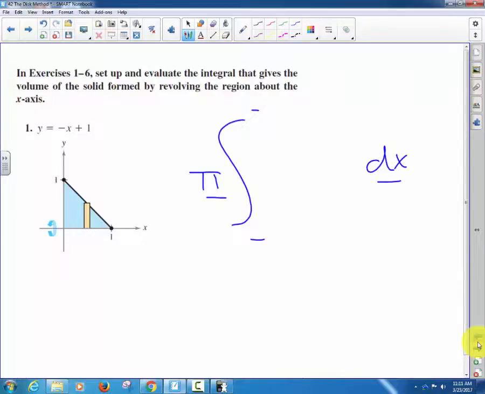0 to 1. How do I know that? Because I'm integrating this black line and it starts at x equals 0 and it intersects the x-axis at x equals 1. So we're going 0 to 1. The problem said we're revolving the region around the x-axis. So what is my integrand? It's going to be something squared. What is it? Negative x plus 1.